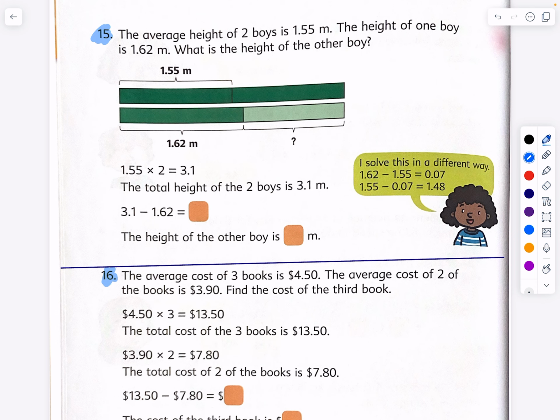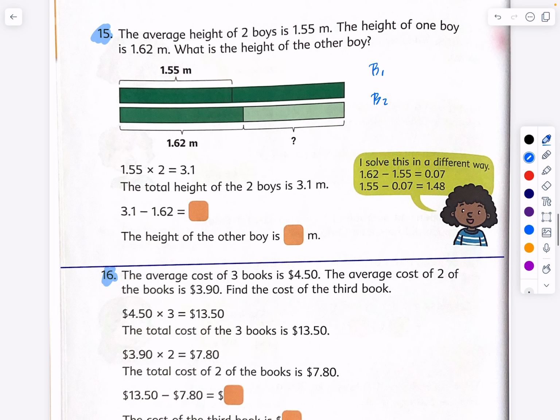So we have boy 1 and we have boy 2. We know that the height of one of these boys is 1.62. How do we find the second boy? Do we know the total height of two boys? Nope, we don't. Otherwise, we would use the total and subtract 162 to find the second boy's height. But can we find the total height from the given information?